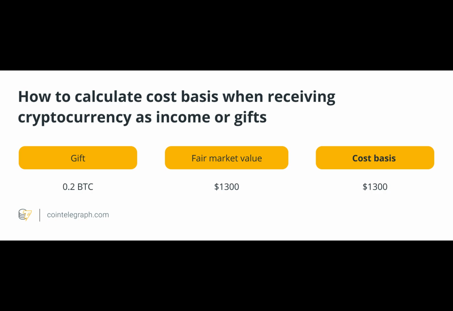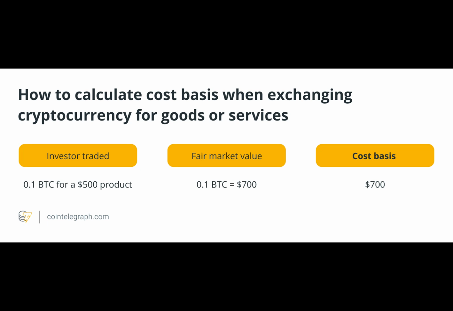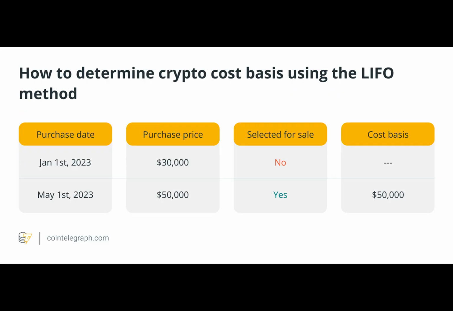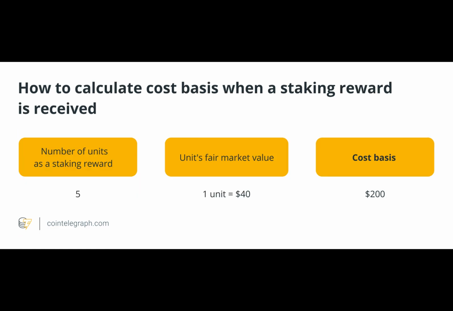Another common way to calculate the cost basis of crypto holdings is the first in, first out method. Under FIFO, the crypto assets that are bought first will be sold first. This approach assumes that the oldest cryptocurrency holdings are the ones being sold or otherwise disposed of, which makes transaction tracking easier. Let's assume that on January 1st, 2023, an investor paid $30,000 to acquire 1 BTC. On May 1st, 2023, they paid $50,000. The oldest purchase price, i.e. $30,000, is automatically used as the cost basis when they sell 1 BTC.